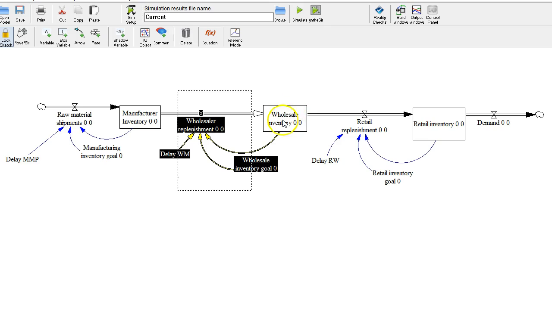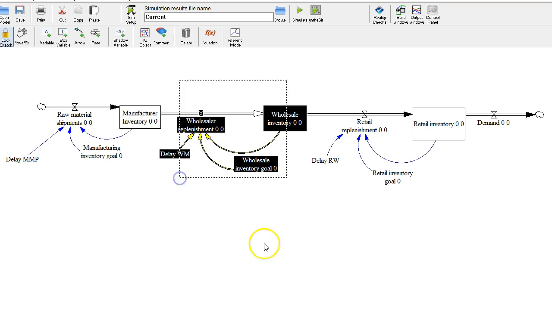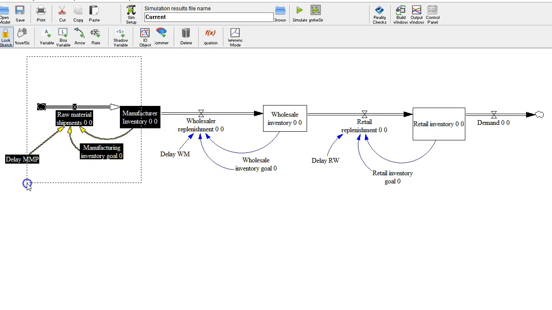We have the same structure with the information taken from the wholesale inventory, the inventory goal, and the delay. And we have exactly the same structure with the inventory at the manufacturer, with the inventory goal, the current inventory at the manufacturer, and the delay of the shipments.